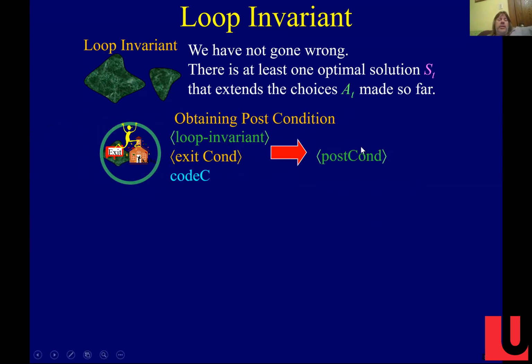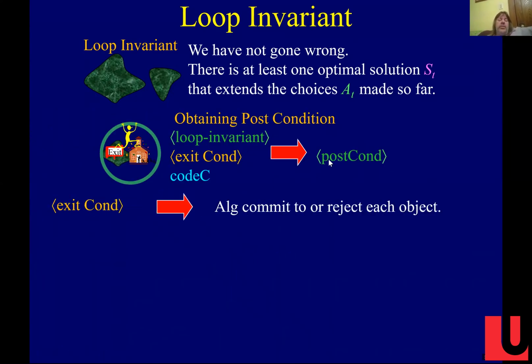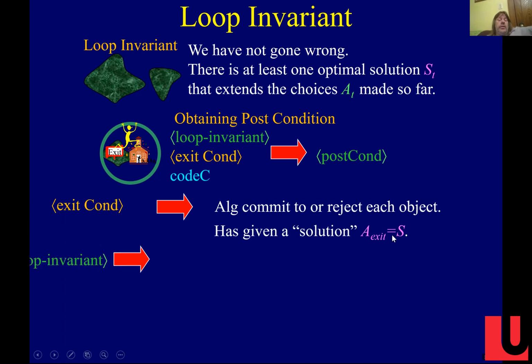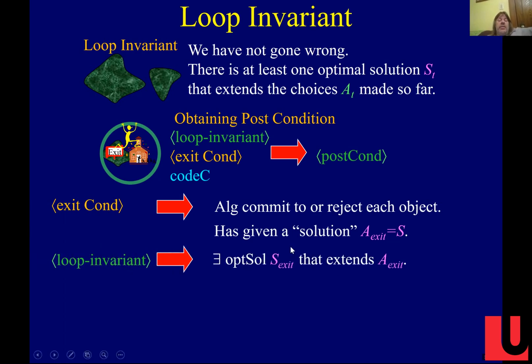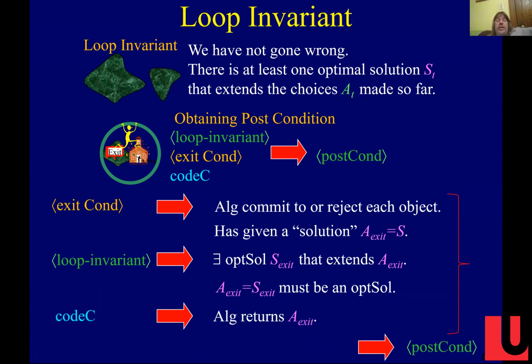How do we get the postcondition? Well, the exit condition tells us that the algorithm has considered and committed to or rejected every object. So the algorithm is holding a full solution. And if the loop invariant tells us that there exists an optimal solution that's consistent with that full solution, well, then that optimal solution that exists must be what the algorithm is holding, because it's holding a solution. And so the code will return that solution, and we get our postcondition that the algorithm has returned an optimal solution.